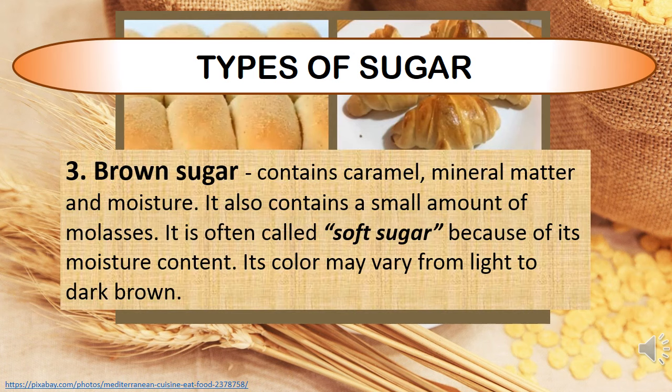Another type of sugar is brown sugar. It contains caramel, mineral matter, and moisture. It also contains a small amount of molasses. It is often called soft sugar because of its moisture content. Its color may vary from light to dark brown.